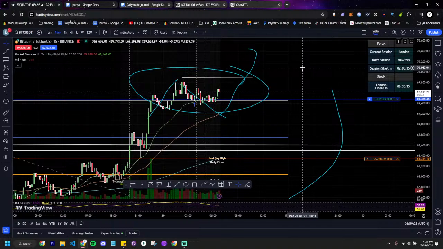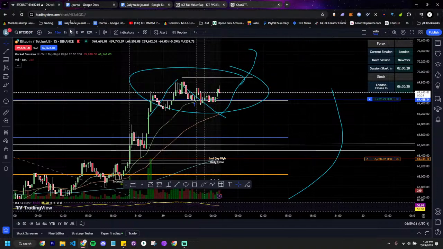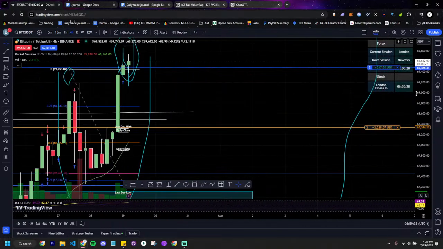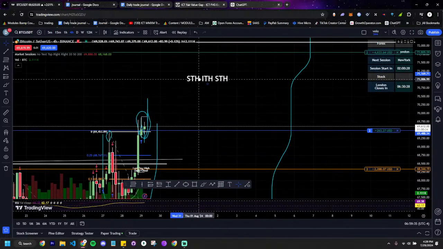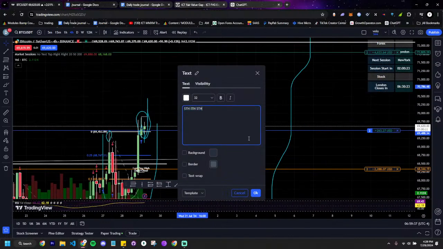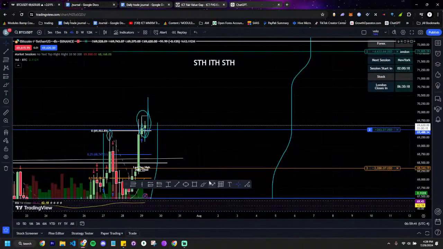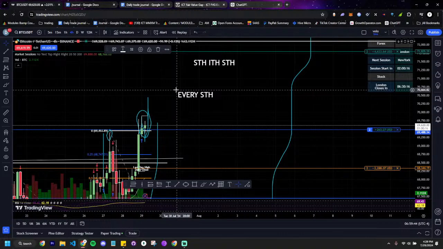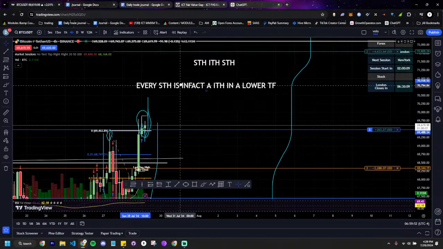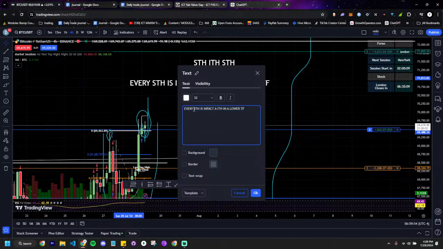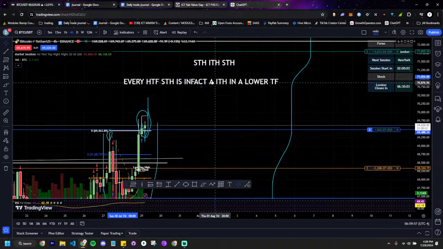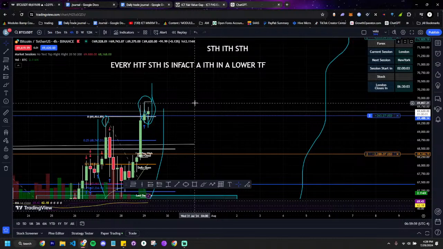For instance, what I'm saying is every standard term high that you see over here, so this is a theory that I'm also trying to digest, but every standard term high, let me just type this out, right? Every standard term high is in fact an internal term high in a lower time frame. Now this might not make sense. Every higher time frame standard term high, that makes more sense. This might not make sense right now, but let me explain.